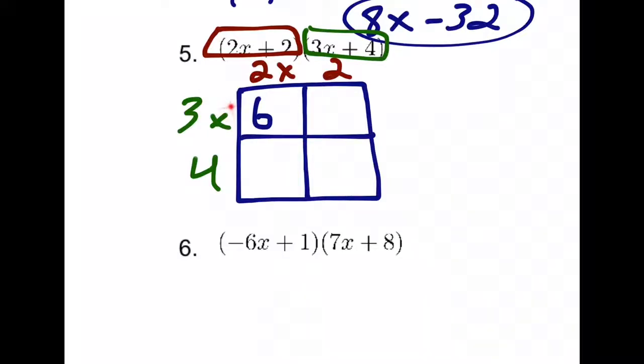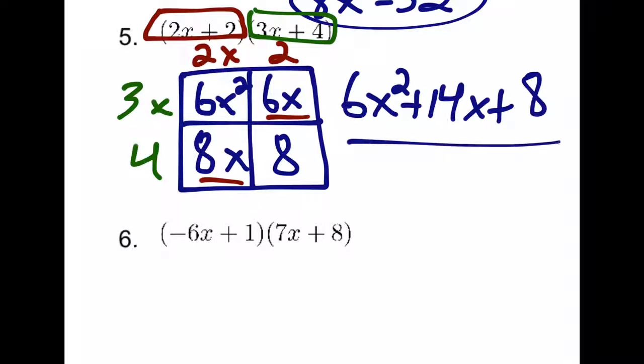This x is really x to the first power. And this x is x to the first power. When you multiply variables, you add their exponents. So I end up with x squared, 1 plus 1. Next up, the 4 row and the 2x column, that gives me 8x. The 3x row and the 2 column gives me 6x. And lastly, the 4 row and the 2 column give me 8. I can combine like terms because 8x and 6x are the same term. If I do so, I get 6x squared plus 14x plus 8. The 14 came from 8 plus 6.